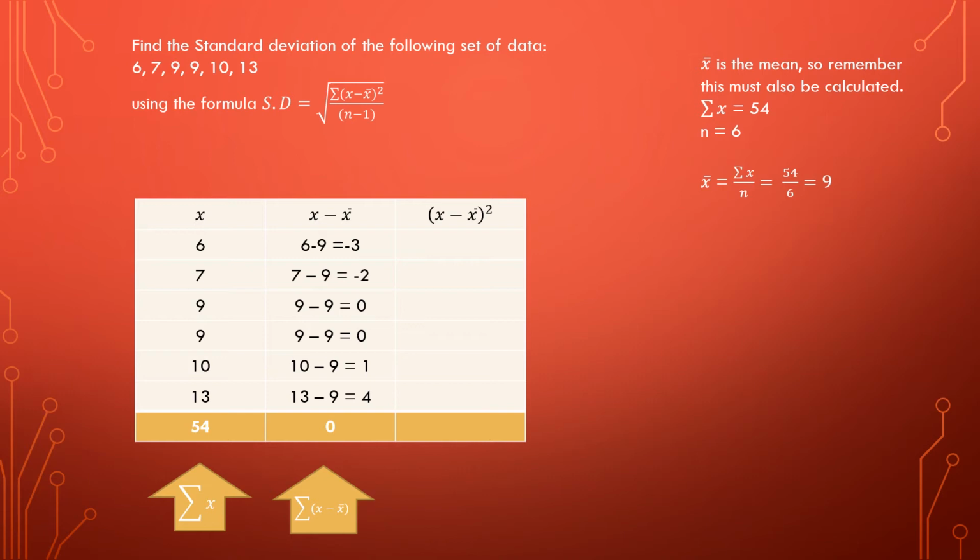What we want is the sum of x minus x bar squared. So that means we need to find out the number. All we're going to do is take what x minus x bar was in the middle column and square it. So minus 3 times minus 3 is 9, minus 2 times minus 2 is 4, 0 times 0 is 0, 1 times 1 is 1, 4 times 4 is 16. Then right on the bottom, I've added them all up, and that comes to 30. So that number there, in the very bottom right box, is my sum of x minus x bar squared.